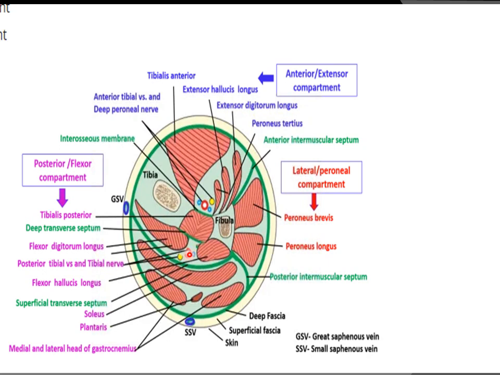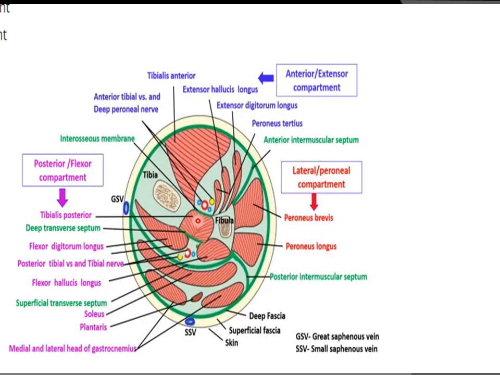The deep part is present between the deep transverse fascial septum and the posterior surface of the interosseous membrane. So this is the interosseous membrane and this is the deep transverse septum. What does it contain? It contains the tibialis posterior muscle. So this is about the three parts of the posterior compartment of the leg: the superficial part, then the middle part, then the deep part.